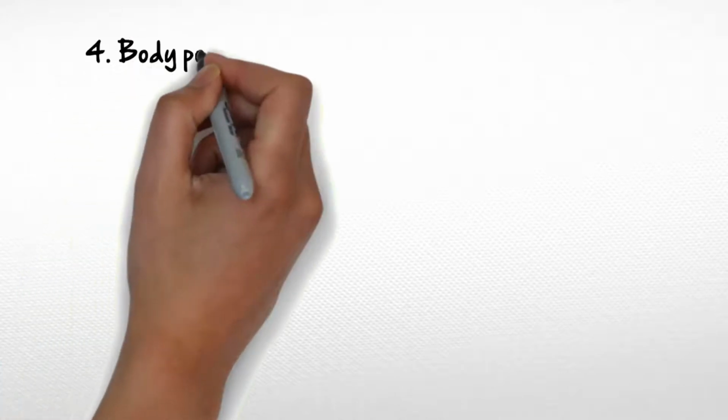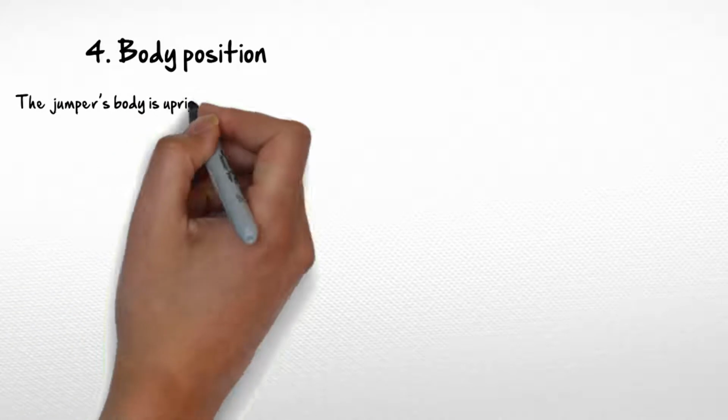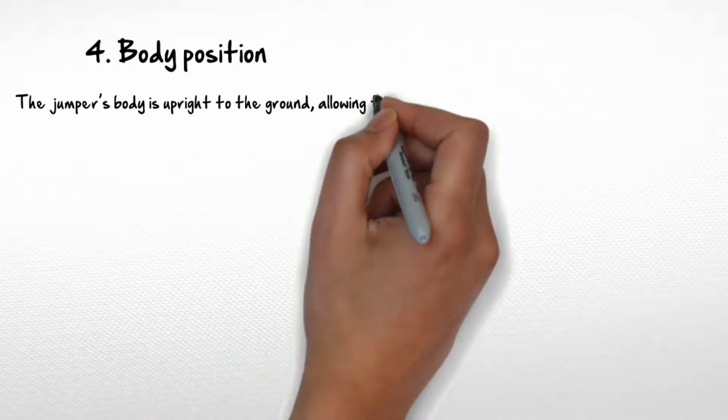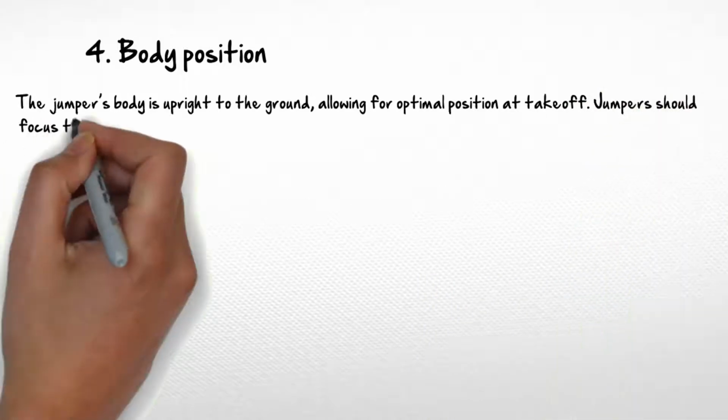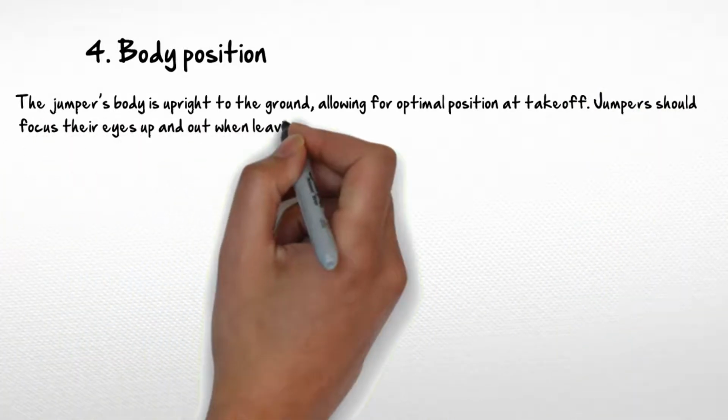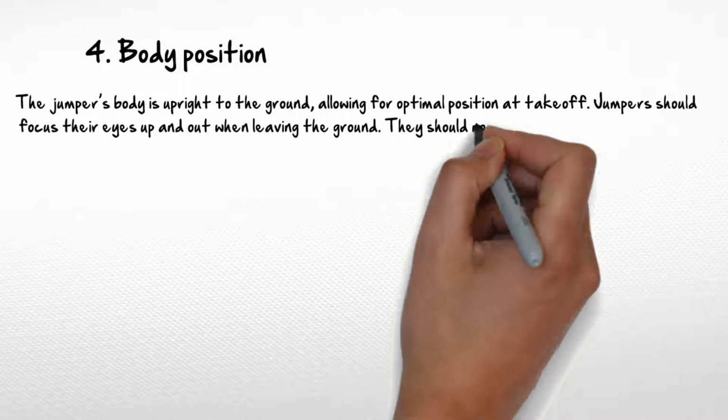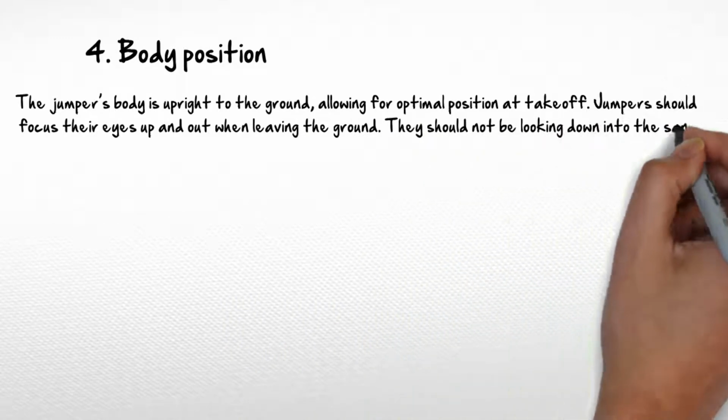The fourth one, body position. The jumper's body is upright to the ground, allowing for optimal position at takeoff. Jumpers should focus their eyes up and out when leaving the ground. They should not be looking down into the sand or at the takeoff board.